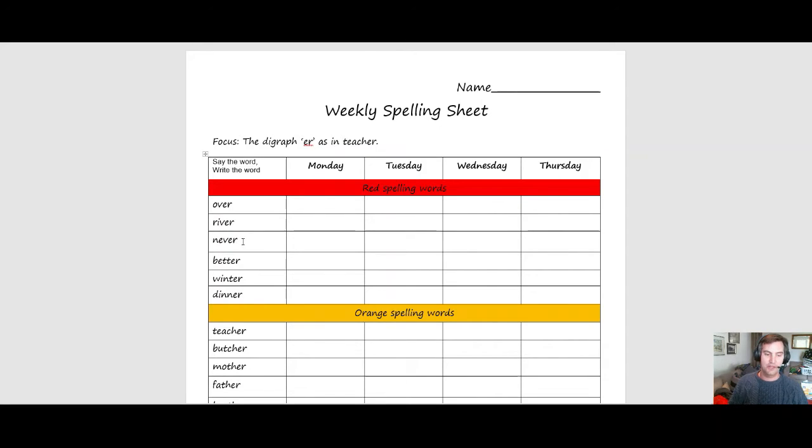All right, so let's spell this. Go spelling fist. N, E, V, E, R. Four sounds. N, E, V, and ER. Tricky part for someone else would be the N sound. Remember, it's N, not M.